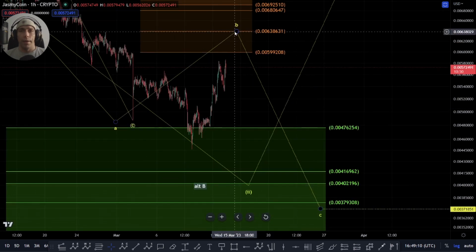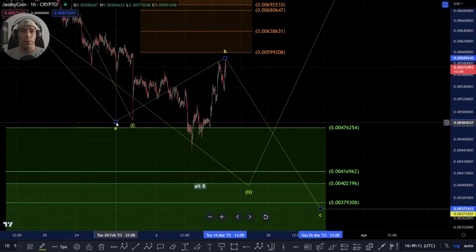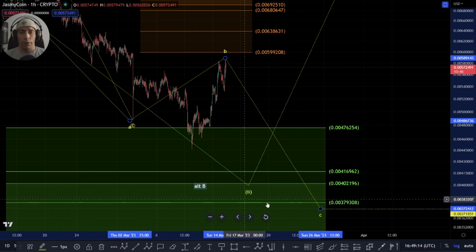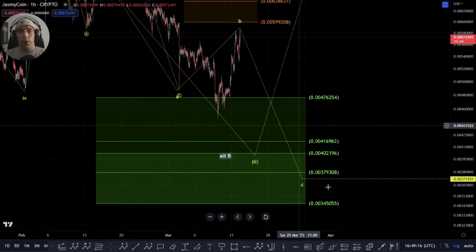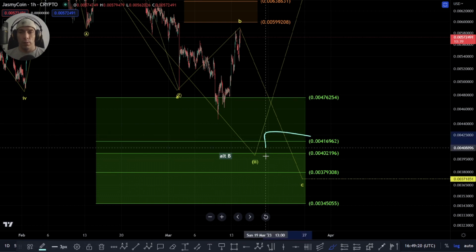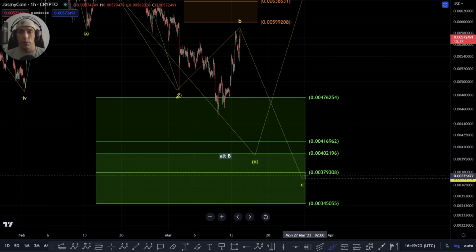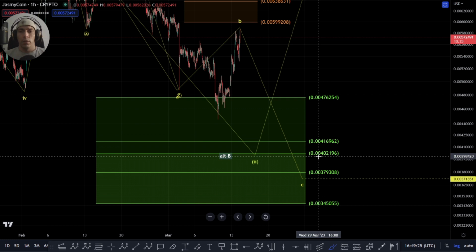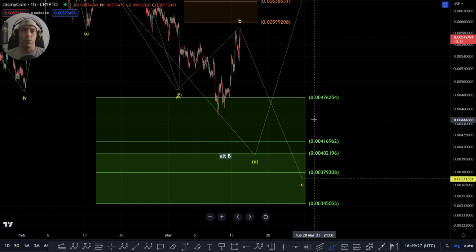0.03718 region. If this is a B wave, in fact, we could look to push down deeper here. If we fail to achieve this one-to-one, then some interesting areas would be here, this golden pocket, this 0.04169 to the 0.04021 area.